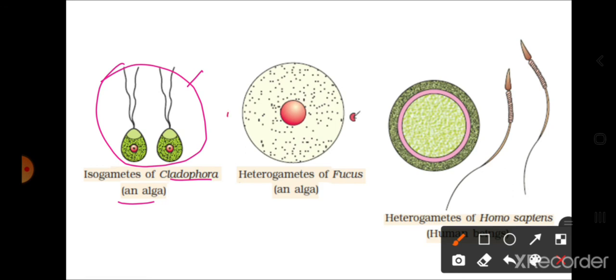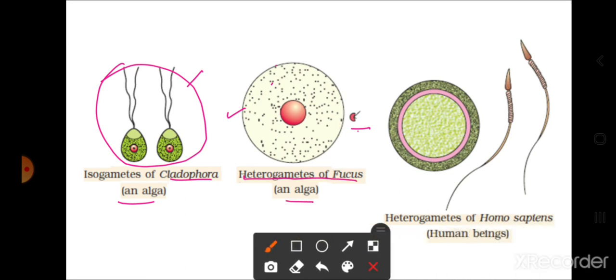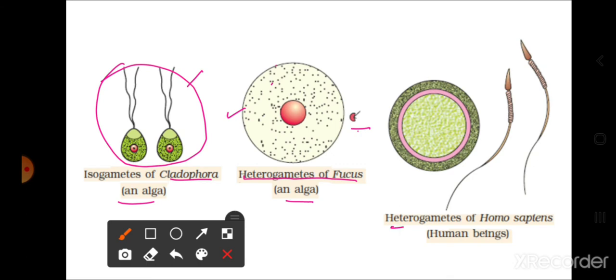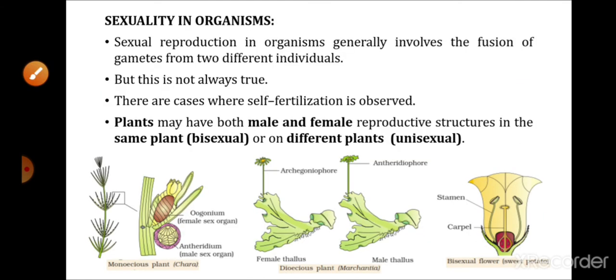Now, see students, these are another type of gametes, which are heterogametes. Hetero means different. See, morphologically both these gametes are different. One is very big, one is very small. One is flagellated, one is without flagella. So these are the heterogametes of Fucus, which is again one type of alga. And these are the heterogametes of Homo sapiens, which are human beings. See students, this one is the female gamete and this is the male gamete, which is the sperm. Both of them are morphologically distinct. Clear? So these are the various kinds of gametes.